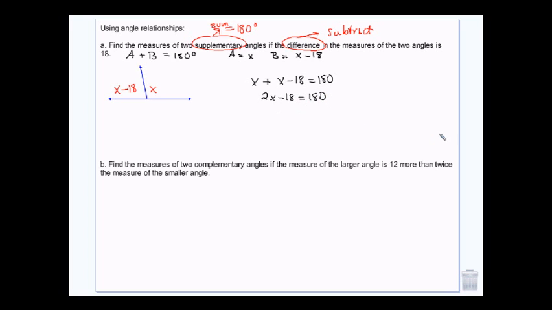2x minus 18 equals 180. 2x equals 198. No, wait. So divide by 2. And x is going to equal 96.